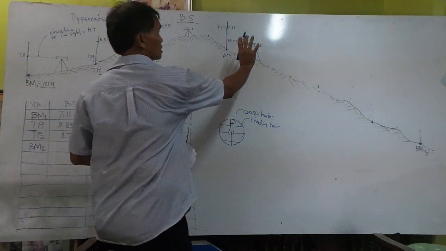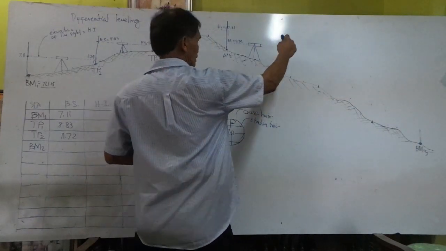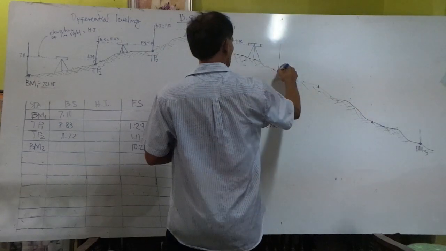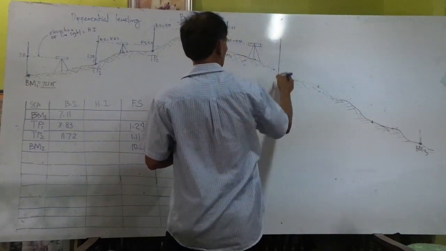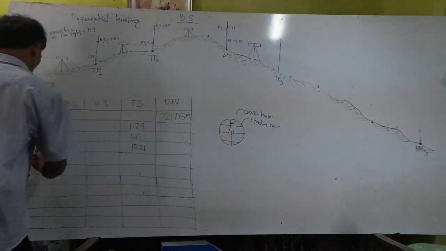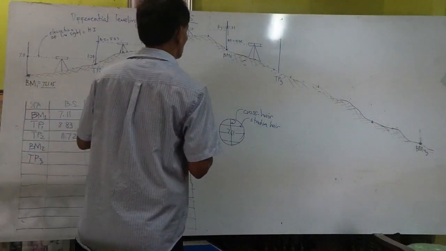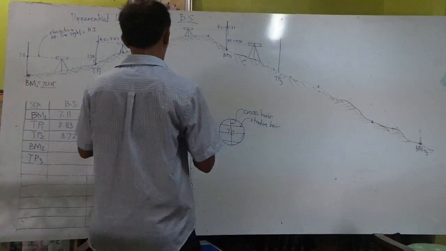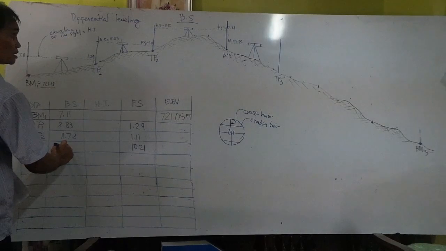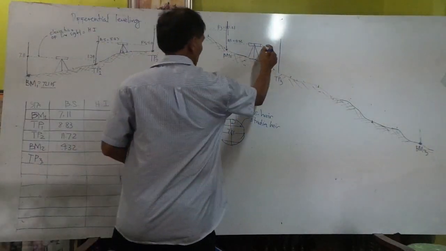You just turn horizontally the instrument, then place the rod at a certain distance. You will have another TP, TP3. So, backside sa itong Bismarck is 4.32. Then, sa TP3, the same manner.